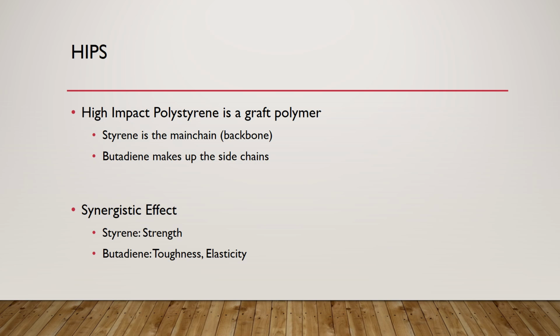High-impact polystyrene is a graft copolymer. Therefore, it utilizes the full properties of the polymers styrene and butadiene. Commonly, high-impact polystyrene is used in applications that need good impact resistance at a low cost. For example, household items such as TV or computer housings, or toys for children.